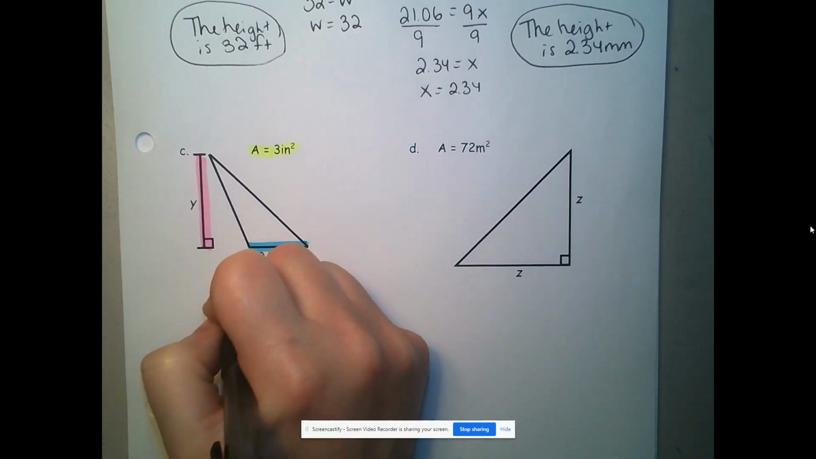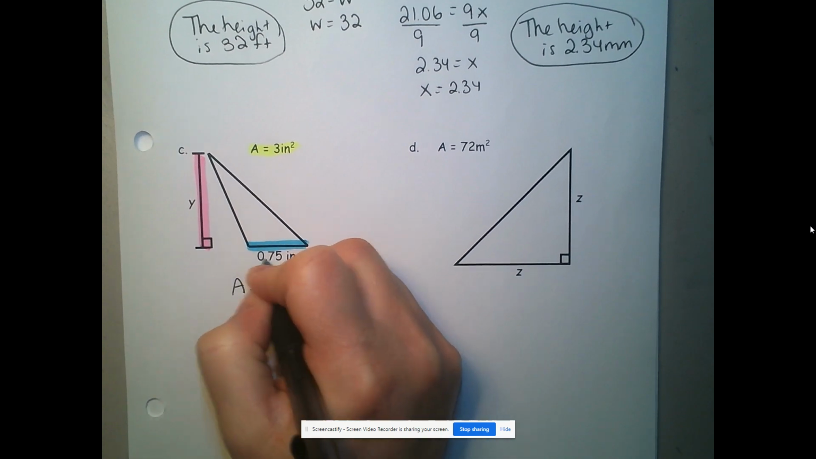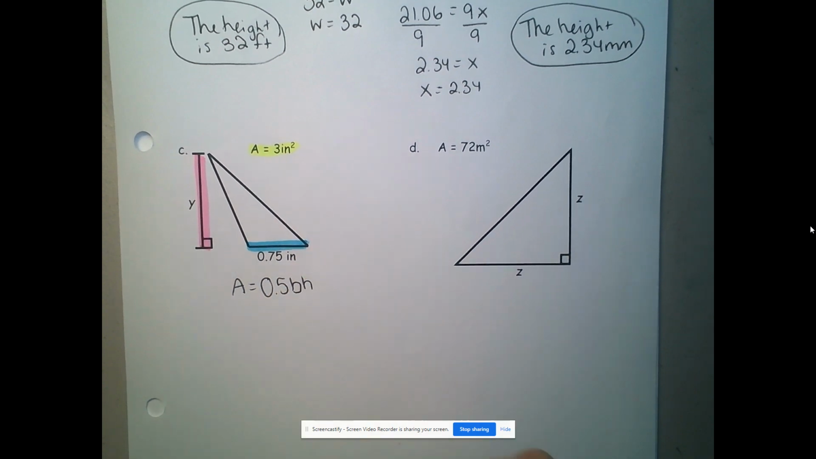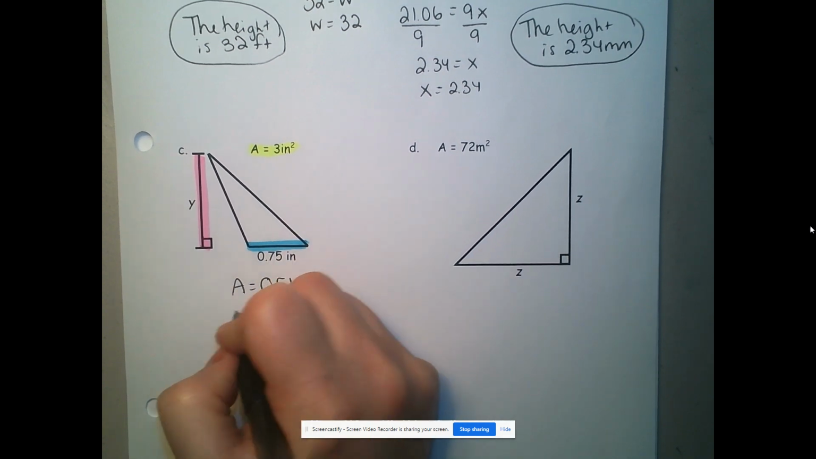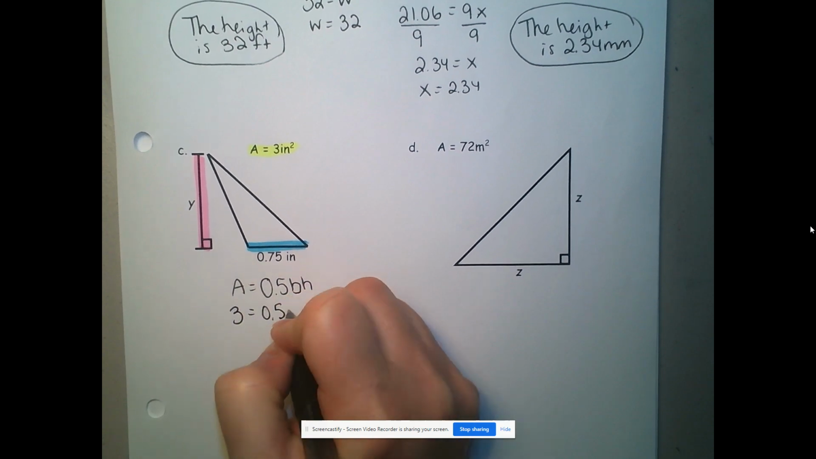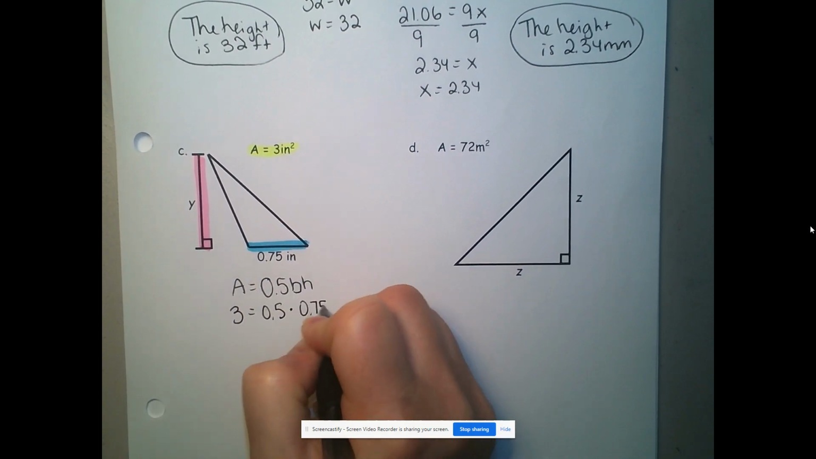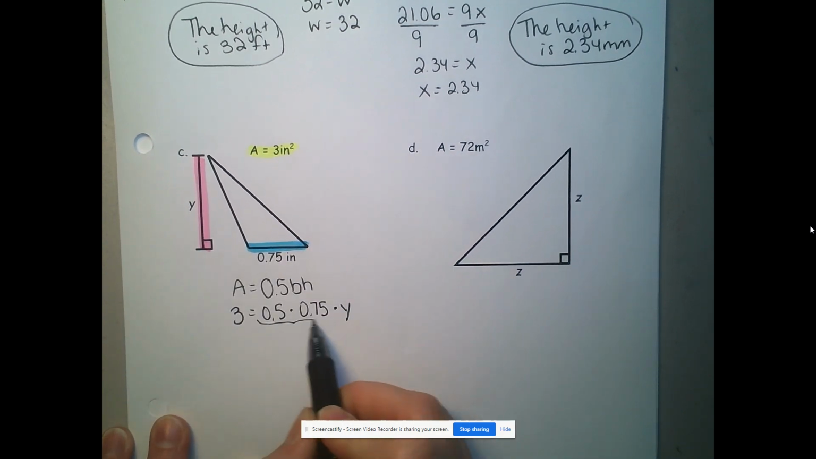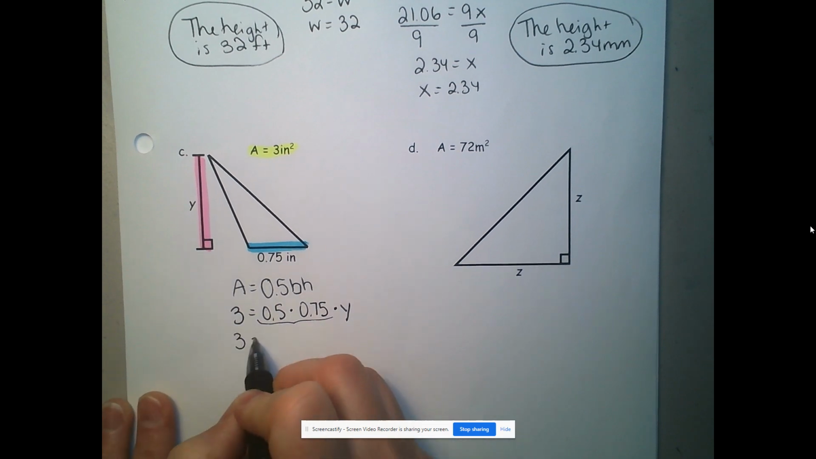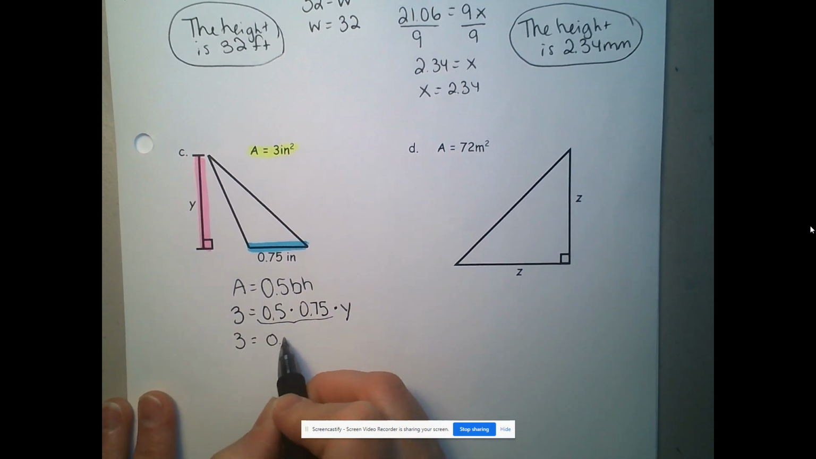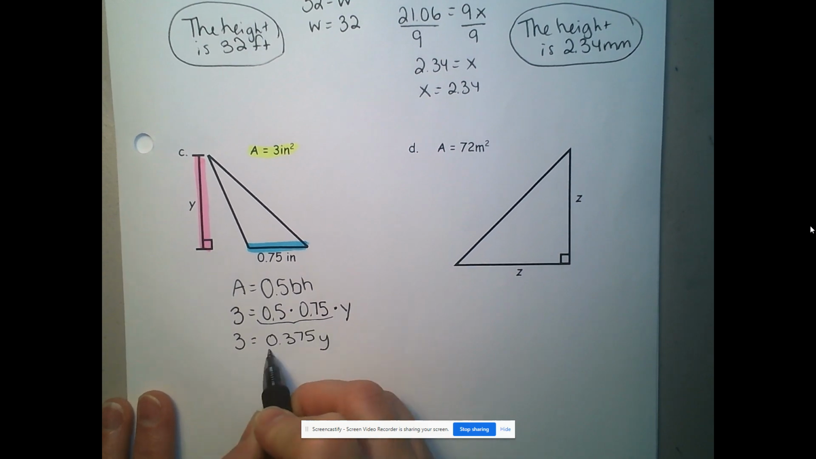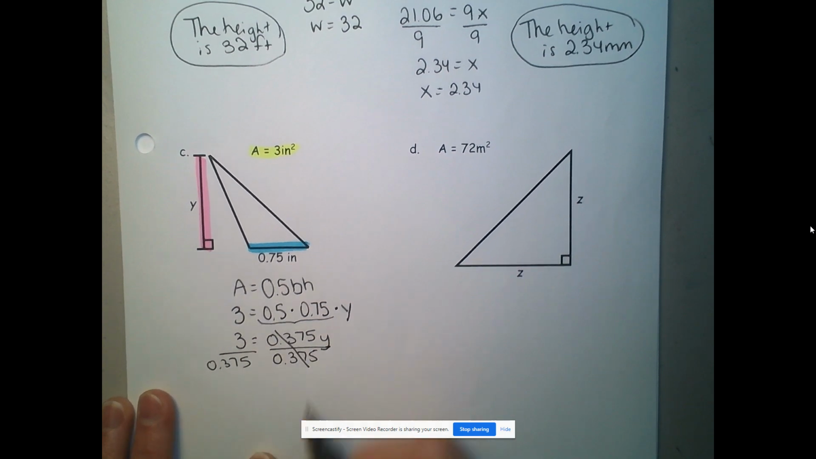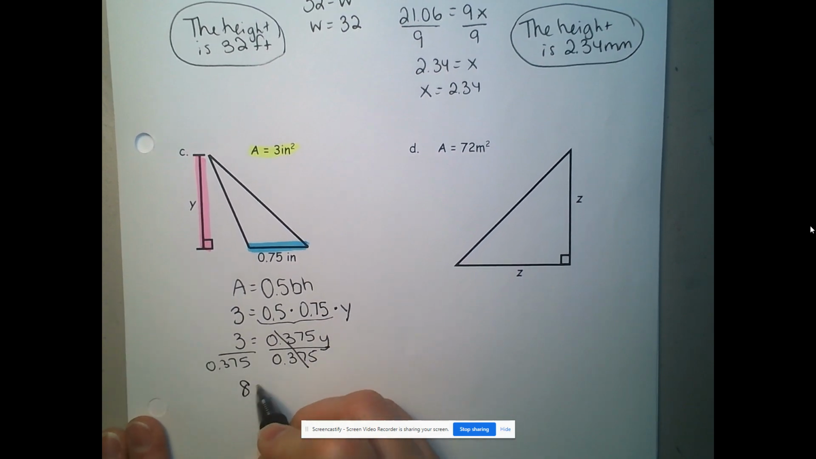So first we would write our formula. 0.75 is a decimal. So I'm going to do A equals 0.5 times base times height. The area I was given was 3. 0.5 times the base, which is 0.75, and the height that I don't know is Y. So I would start by multiplying the numbers that are together so that I can get down to that one-step equation, 3 equals 0.375y. Divide both sides by 0.375, and I would get 8 equals y.